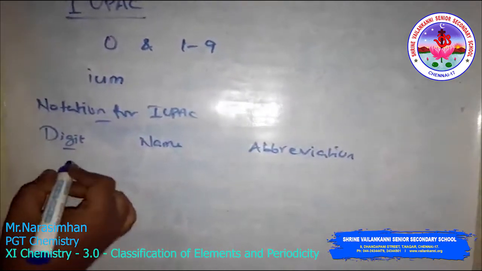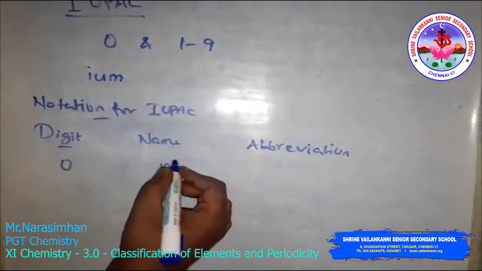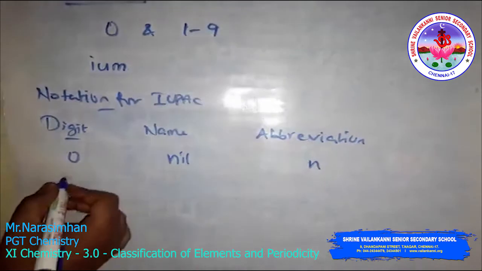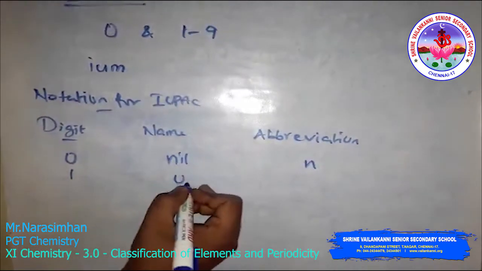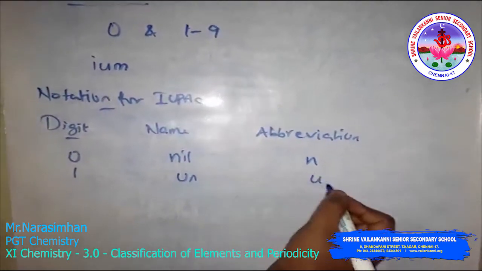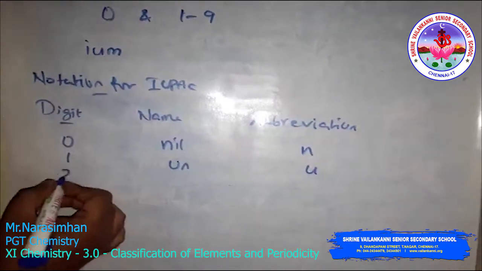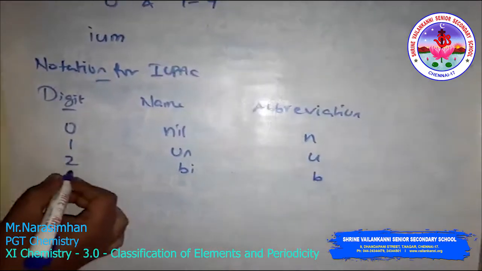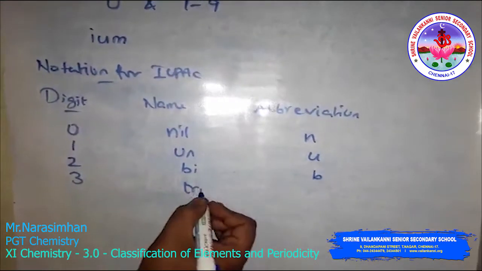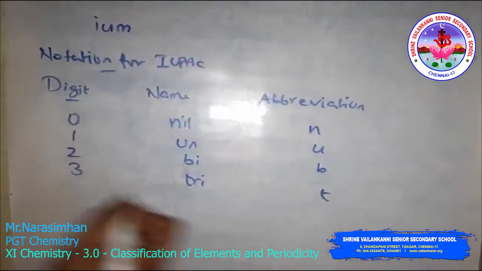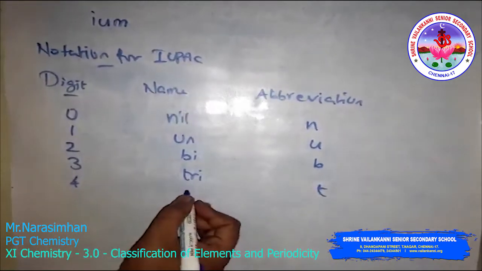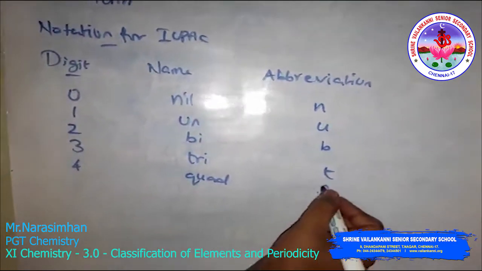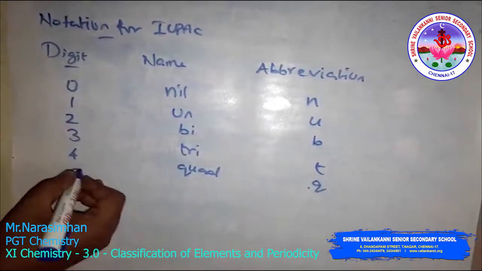So digit 0 means the name will be nil, abbreviation simply n. Digit 1 un, and the abbreviation is U. 2 bi, and the abbreviation is B. 3 tri, the abbreviation is T. 4 quad, and the symbol is Q.